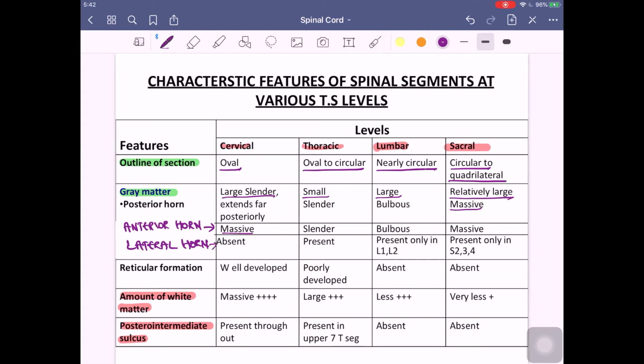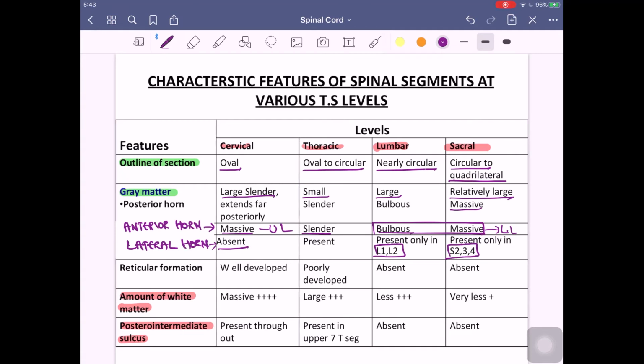Okay, so if you look, your anterior horn is massive in both your cervical and your lumbar region, and it is in sacral also, because it is called the lumbosacral plexus. That is the reason both are bigger. Cervical also bigger. Here, having both together is supplying your lower limb. This is supplying your upper limb. And this is slender in case of your thoracic region. Lateral horn is absent in case of your cervical.